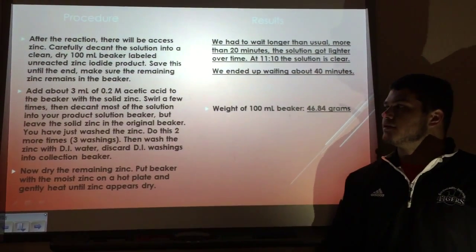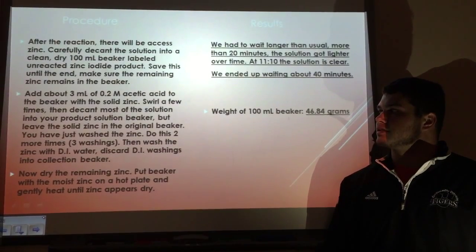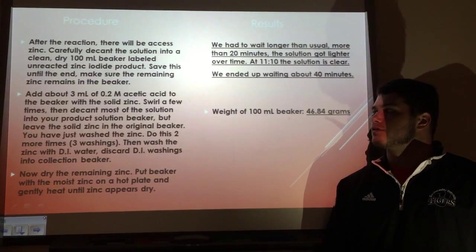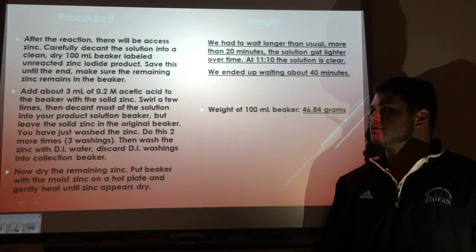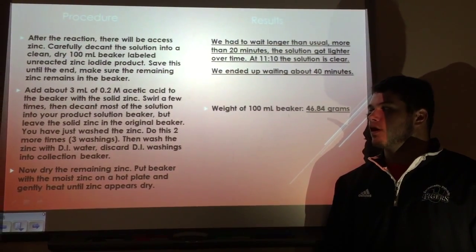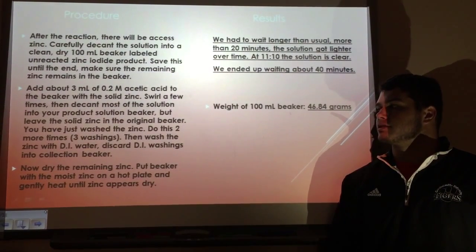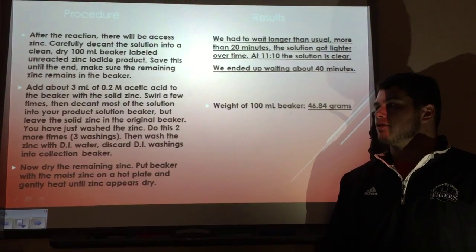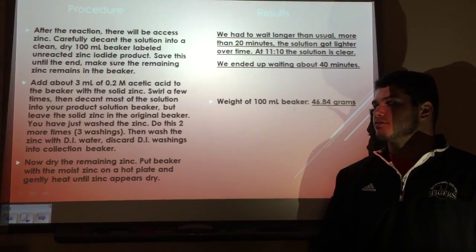Add about 3 milliliters of 0.2 molar acetic acid to the beaker with the solid zinc. Swirl a few times and decant most of the solution into your product solution beaker, but leave the solid zinc in the original beaker. You have just washed the zinc. Do this 2 more times for a total of 3 washings, then wash the zinc with DI water. Discard the DI washings into the collection beaker.